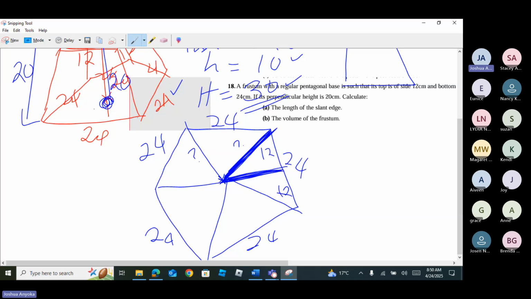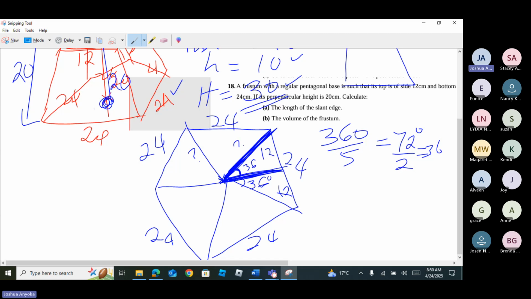We can find the angle at the center. This angle can be easily worked out: 360 divided by 5 is 72. If 72 is divided by 2, we get 36. So this angle here will be 36, the whole of it is 72, and this one will also be 36.